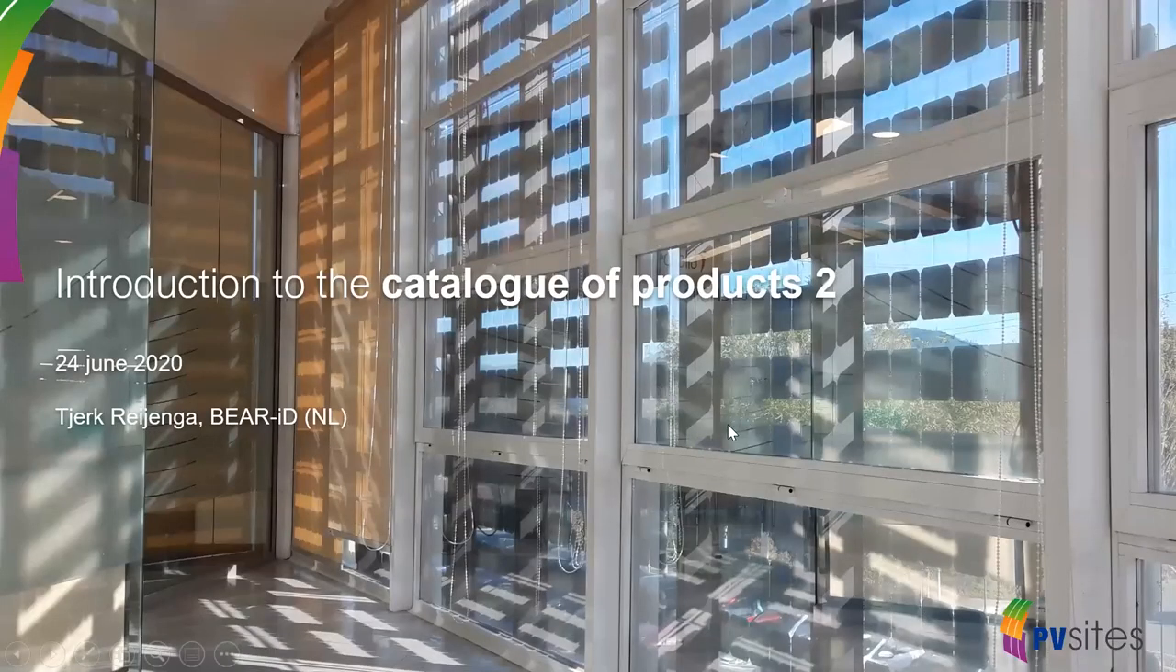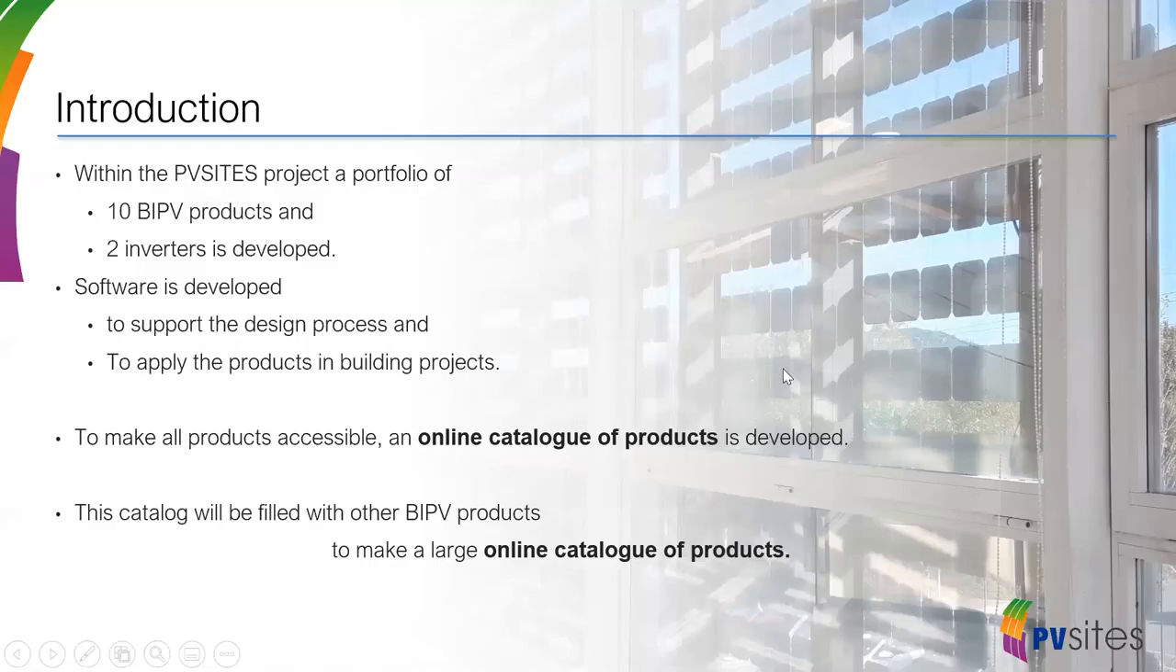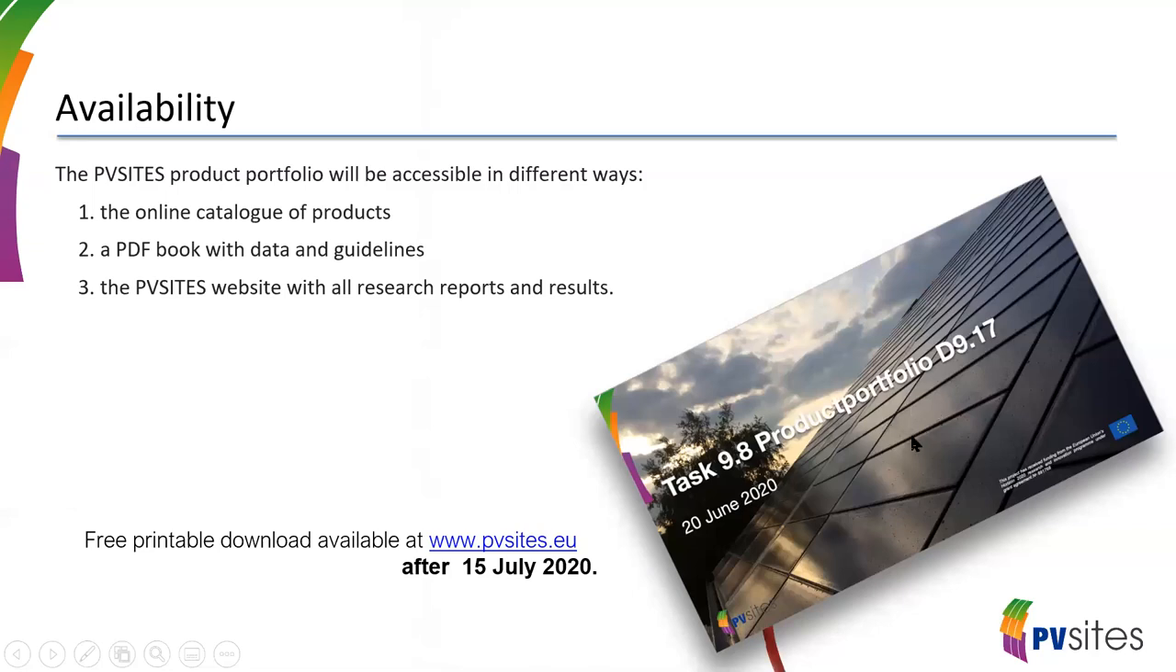Okay, hello everybody. Yesterday we started with the catalog of products. Now today, part two. There are a lot of products, so it takes some time. We have about 10 BIPV products and two inverters. The inverters will be talked about later, so I want to focus on the main topic.